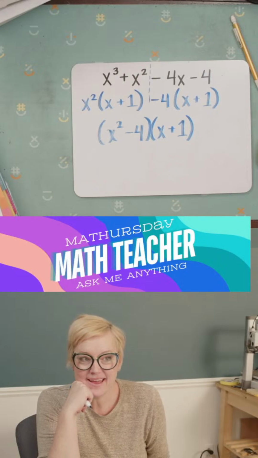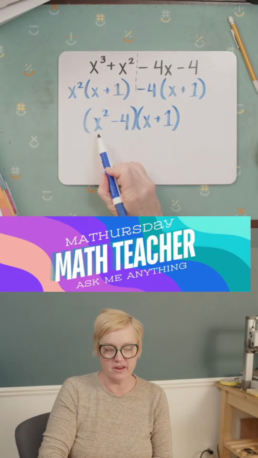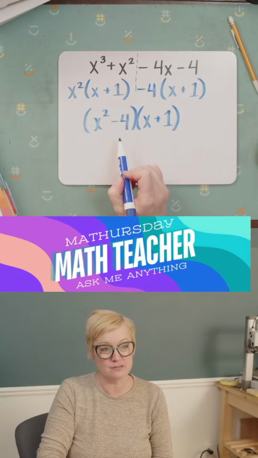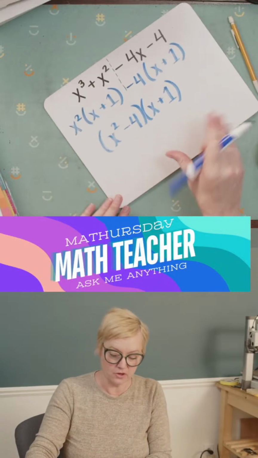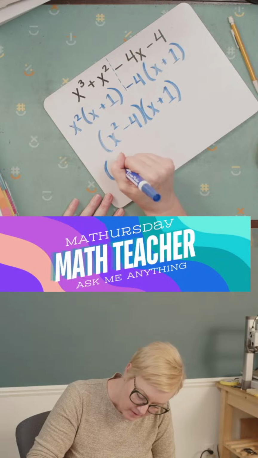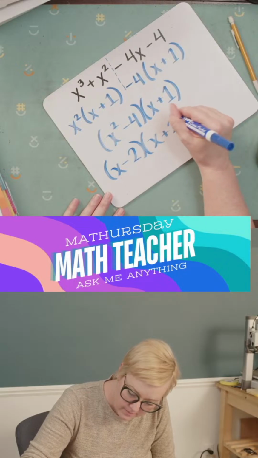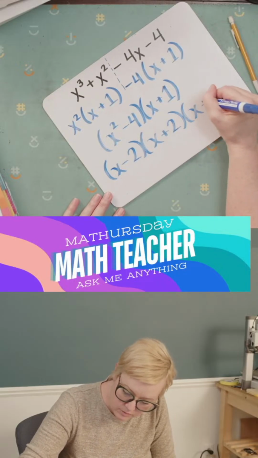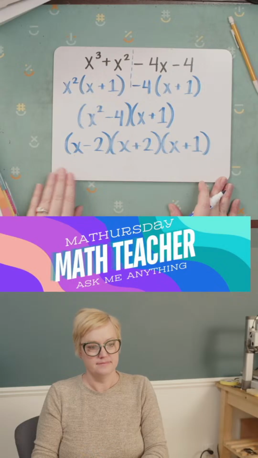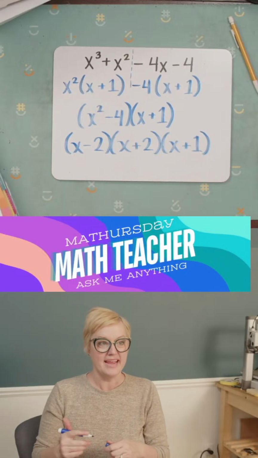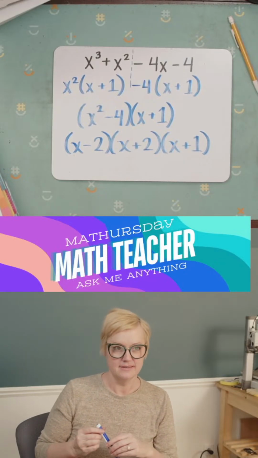Nope, not yet. Right? We've still got x plus 1, that one's done. We can't factor that anymore. But look at this x squared minus 4. We got a difference of squares right there. We've got x squared and we've got 4. So now this becomes x minus 2 times x plus 2 times x plus 1. So x minus 2, x plus 2, and x plus 1. Now are we finished? Yes, now we are finished. Okay.